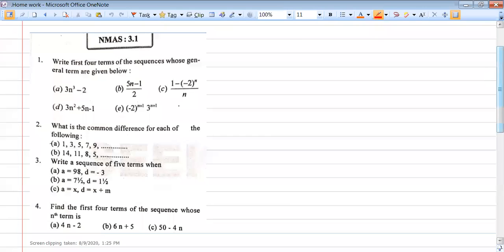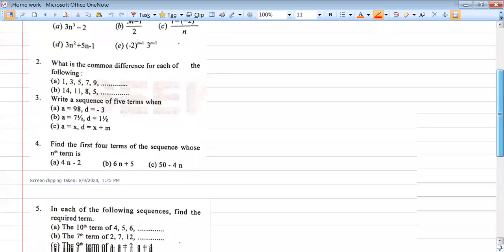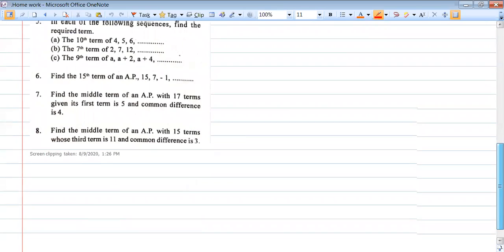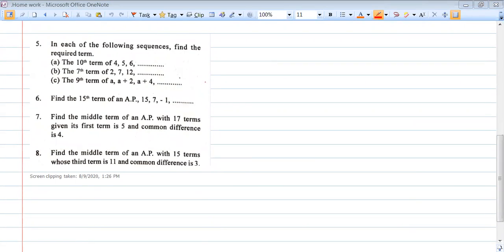Yes, if you have the book, you can use your book itself, no issues. NMAS 3.1 and next 5 to 8. 5 to 8 also take the screenshot. So 1 to 8 you have to complete.